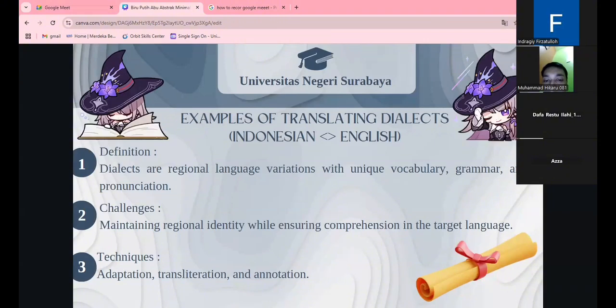Stig Johansson's works emphasize adaptation when translating dialects. For instance, in his studies of English-Norwegian translations, he highlights how dialect features in Norwegian rural dialects are often adapted into English using regional equivalents like Southern American or Scottish dialects to preserve social stratification.